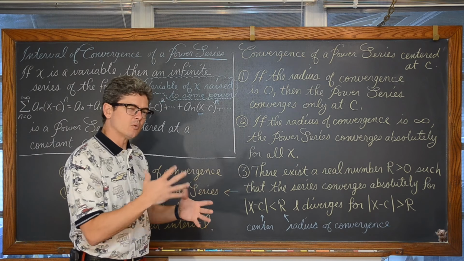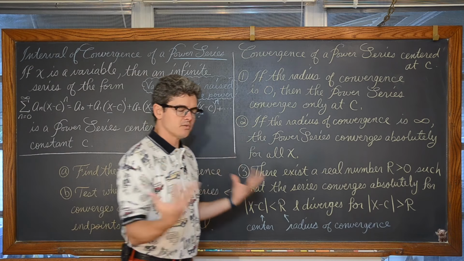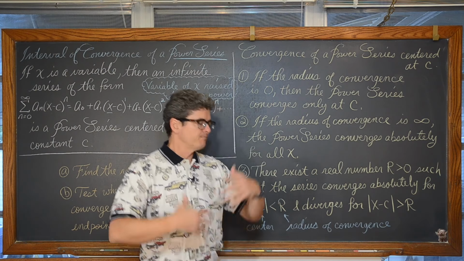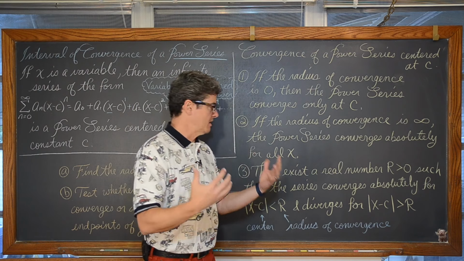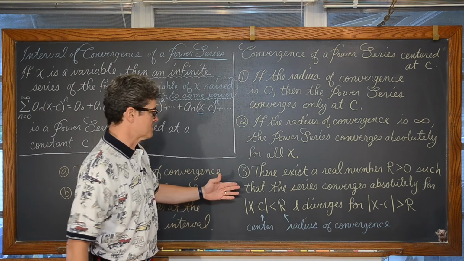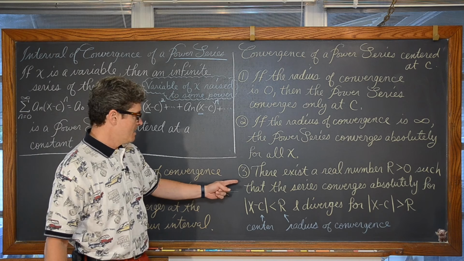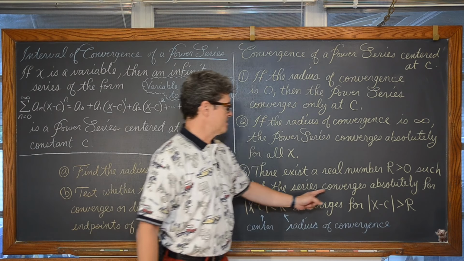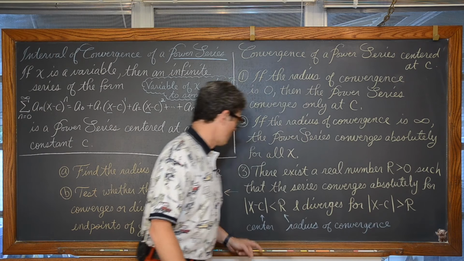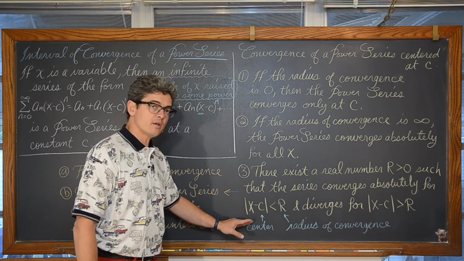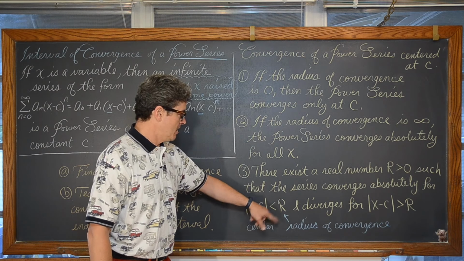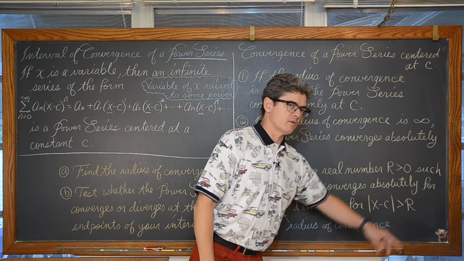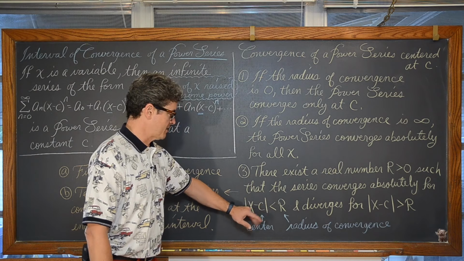That's where the little bit of extra work, that's where the skills that we learned in all these previous sections, learning all these tests, alternating series tests and direct and limit comparative tests, so on and so on, come into play. Well, if there exists a real number r greater than 0 such that the series converges absolutely for the absolute value of x minus c is less than r, and diverges for the absolute value of x minus c is greater than r. We're going to be focusing really on this part here.